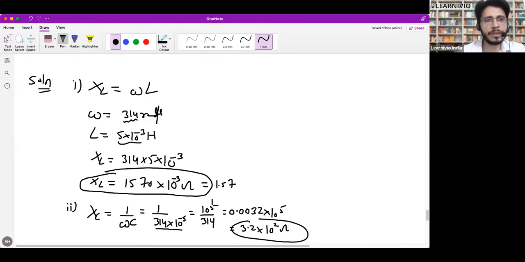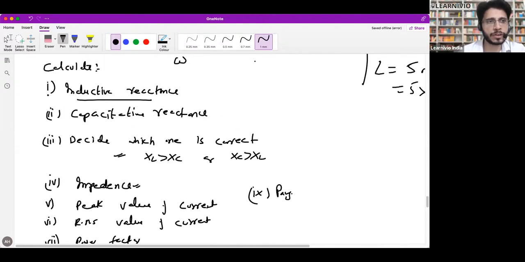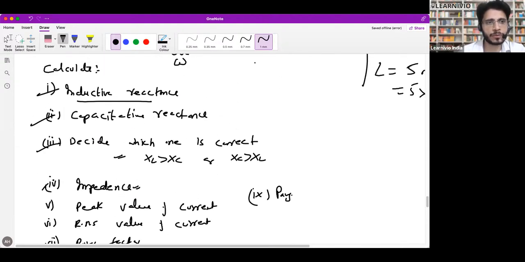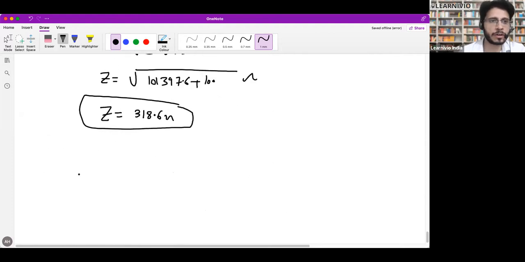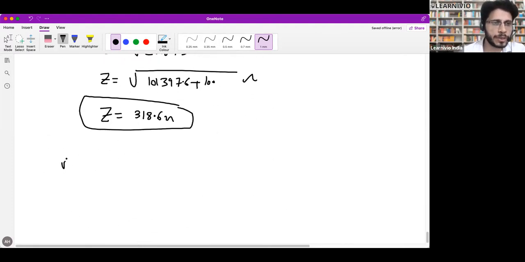Once you have impedance, first is done, second is done, third is done, fourth is done. You need the peak value of current. Now, how to calculate the peak value of current? Amalia will tell. Amalia, do you remember any formula for peak value?